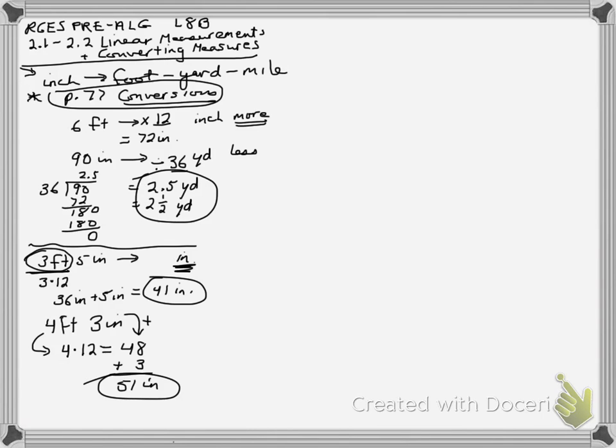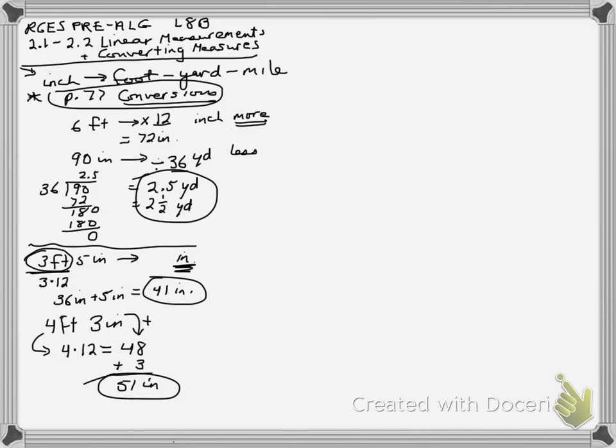So these are all pretty straightforward. Be careful of your units. If instead you had, it says actually convert them all to inches. So let's look at number 10. Number 10 says 3 yards, 7 inches. So I would have to convert yards to inches by multiplying by 36 and then adding the additional 7.